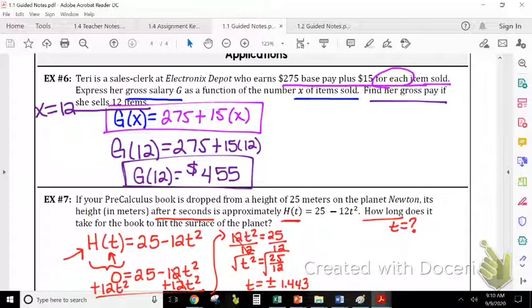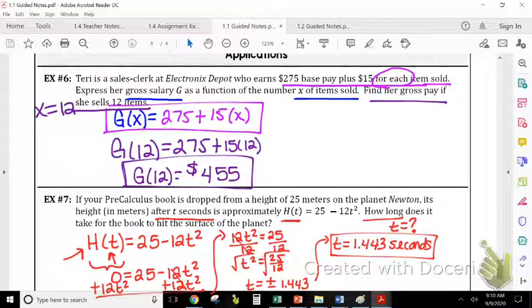And so let's think about that. This is time in seconds. Do our answers make sense? Well, yes and no. Time can't be negative, so the negative answer in this case won't work. So we end up with t is equal to the positive 1.443, and then remember to label. We're talking about time, which is in seconds. So we get 1.443 seconds approximately.